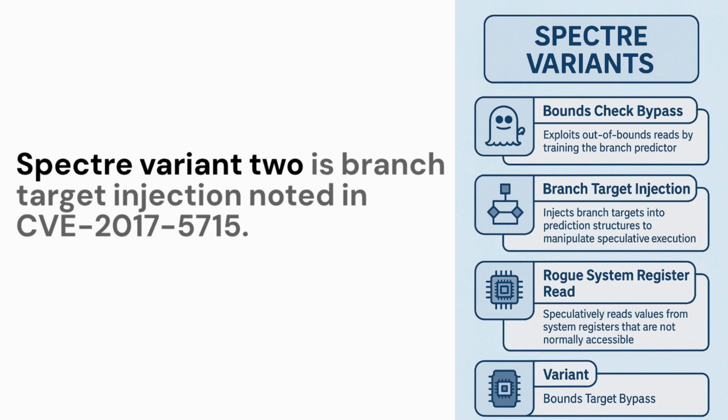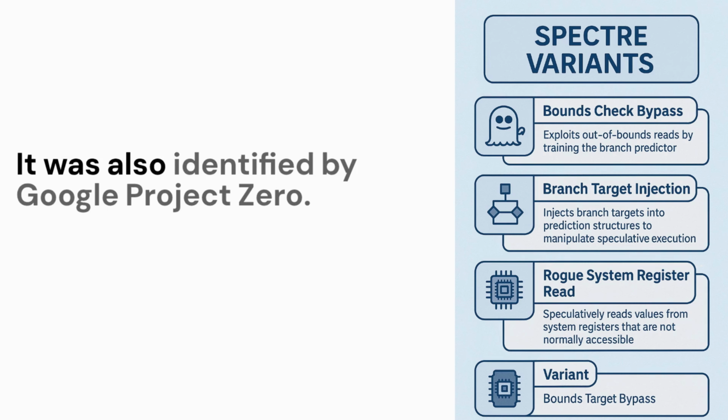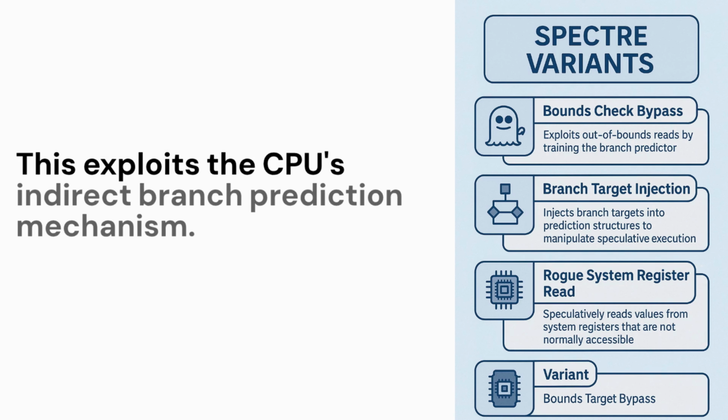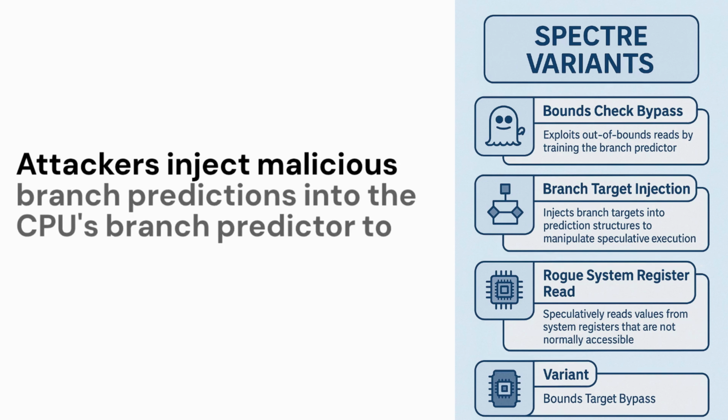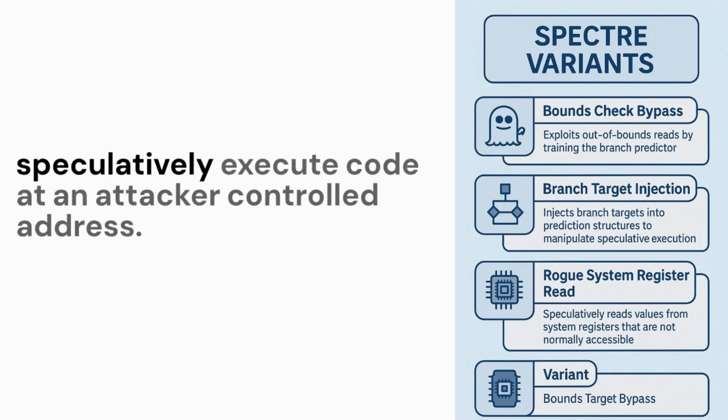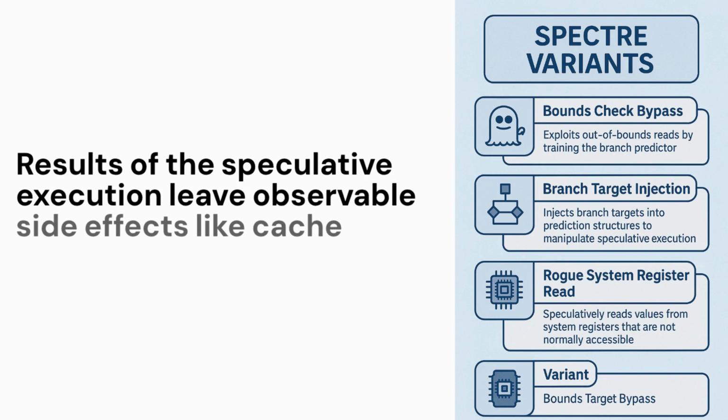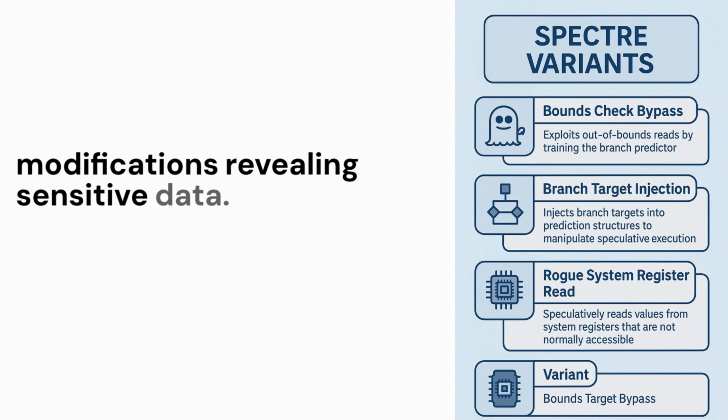Spectre Variant 2 is branch target injection, noted in CVE-2017-5715. It was also identified by Google Project Zero. This exploits the CPU's indirect branch prediction mechanism. Attackers inject malicious branch predictions into the CPU's branch predictor to speculatively execute code at an attacker-controlled address. Results of the speculative execution leave observable side effects, like cache modifications, revealing sensitive data.